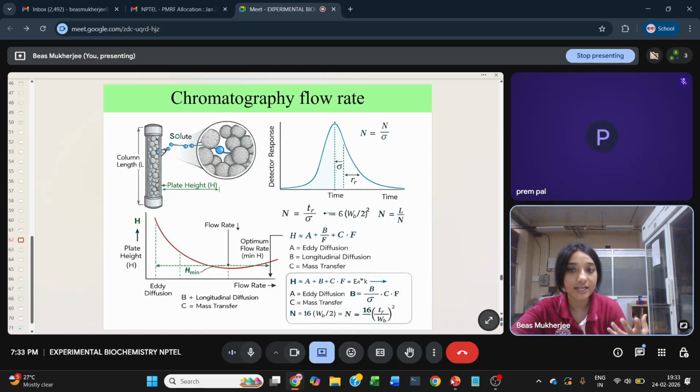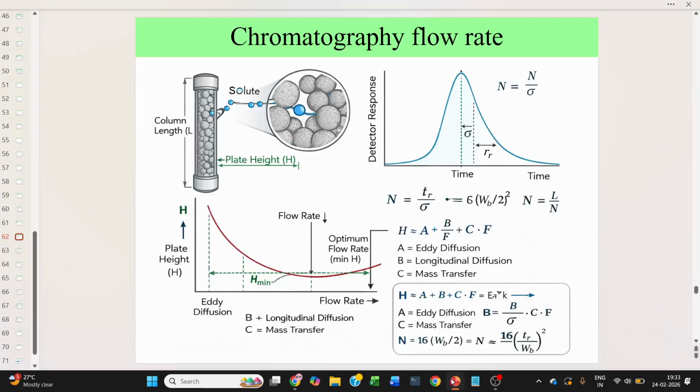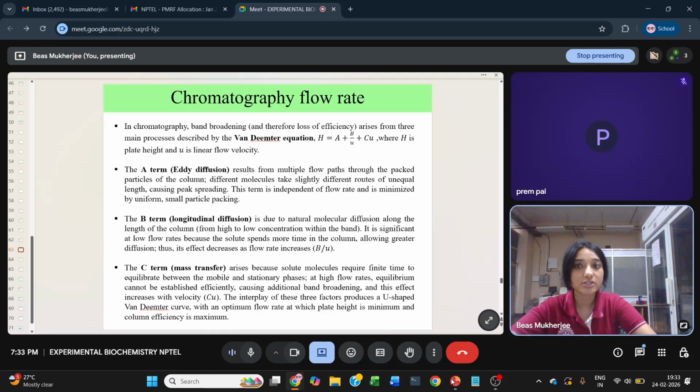So what are the things that can cause peak broadening? There are three things that can cause it: eddy diffusion, longitudinal diffusion, and mass transfer. We will have a look at them. In chromatography, band broadening, and therefore loss in efficiency, arises from three main processes described by the Van Deemter equation. This equation, H equals A plus B divided by mu plus C times mu, where H is the plate height.